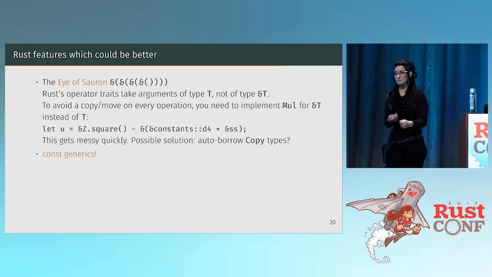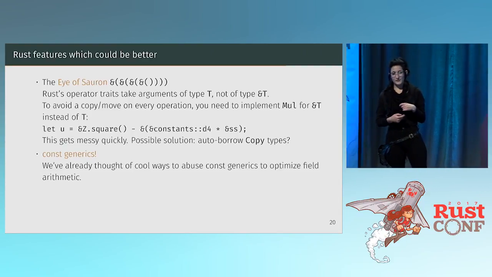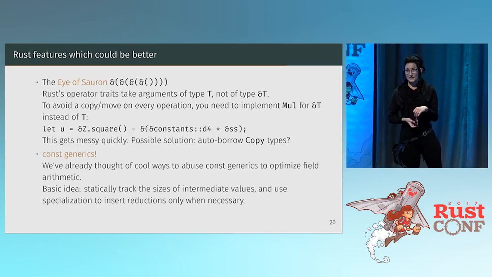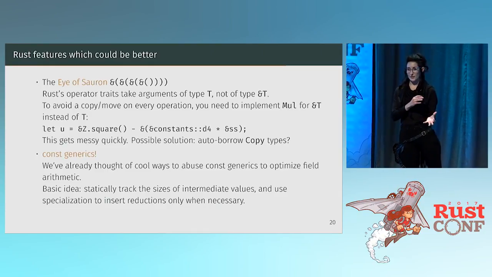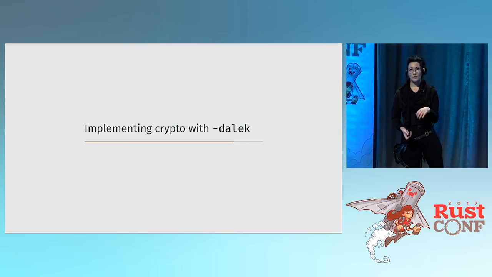Another thing which would be really cool and which we know is coming and we're really excited about is const generics. So we've already thought of really cool ways to use const generics to optimize the field arithmetic. The basic idea would be to statically track the sizes of the intermediate values of these field elements and to use specialization to insert reductions when necessary. So it would automatically detect, oh, hey, you have 3 bits of carry space and you've done 2 adds already. Let's do a reduction now instead of forcing users to know when to do it by hand.